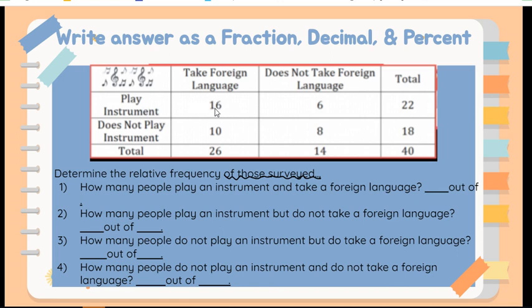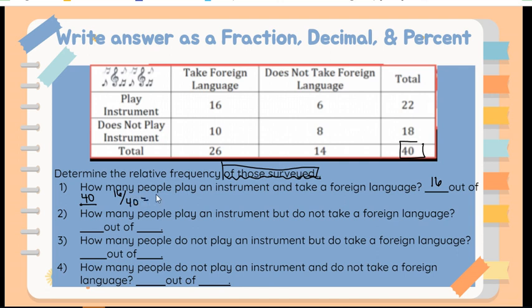So that would be the number 16. There's only 16 that have both of those. It's where they intersect the column for take a foreign language and the row play an instrument. So that's 16 out of 40, because of those surveyed is our 40. Remember, we got 40 people surveyed over here. All right, so my fraction would be 16 over 40.